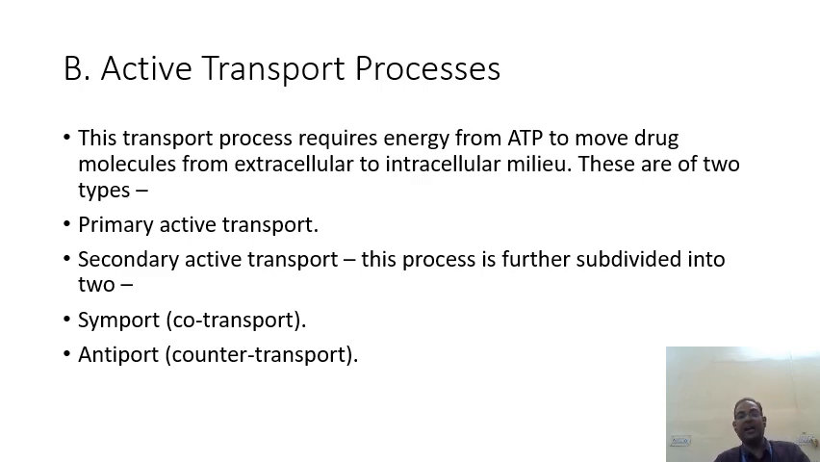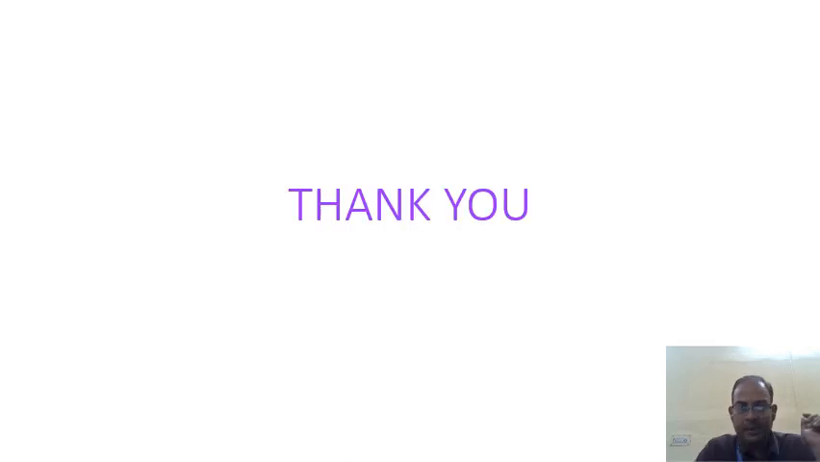There are again two types: primary active transport and secondary active transport. In secondary active transport we have symport and antiport. Symport means two molecules come and enter on the same side. Counter transport or antiport is where one molecule gets inside the cell and the other molecule, or an equivalent charge of that molecule, is transported away to the outside of the cell. So that is antiport. Thank you.